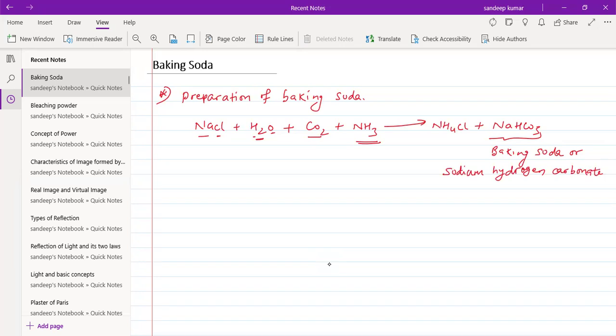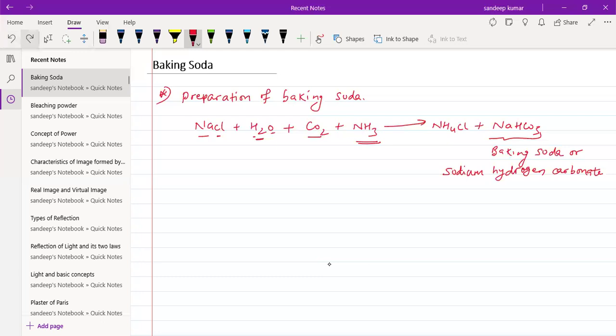Now in short, you can see the uses. First one, it is used to make baking powder. Yes or no? What is baking powder? Baking powder is a mixture of baking soda plus a mild edible acid, such as tartaric acid. So the formula you can write: NaHCO3 plus H plus. You can write H plus from any mild edible acid like tartaric acid.